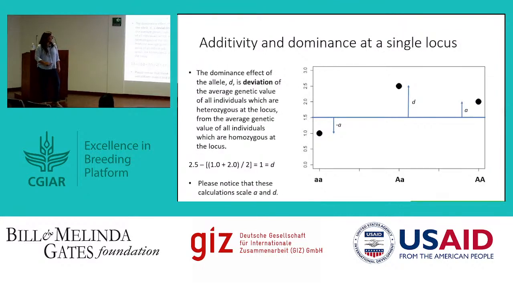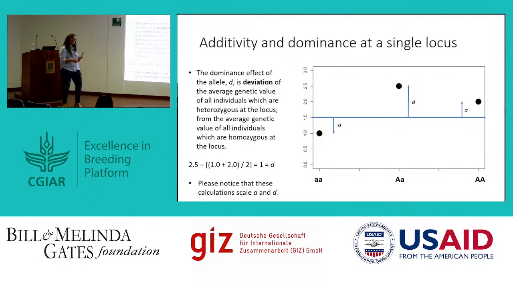Dominance is a little bit different. The dominance effect of the allele here is going to be measured as the deviation of the average genetic value of the individuals which are heterozygous from the average value of the individuals which are homozygous. So this is where we start to leave behind that Mendelian view. This is a Mendelian behavior, but when we think about a dominant allele, we think of that classical case where you cross two segregating individuals and then the progeny, which are heterozygous, show the phenotype of whatever the dominant phenotype is. But this is just a little bit more subtle, okay?